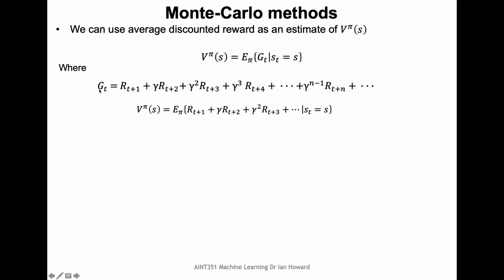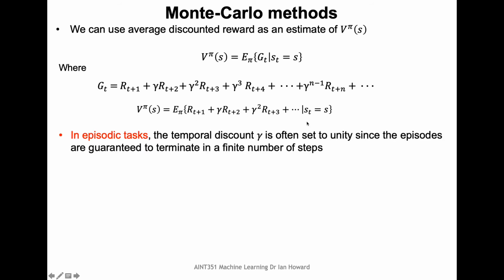Again, we can then substitute this discounted reward into our expectation function. But if we're using episodic tasks, we don't necessarily need anything other than gamma equals 1, because the episode is going to terminate anyway, so we will get a finite value back. There's two ways of actually doing this Monte Carlo as well.